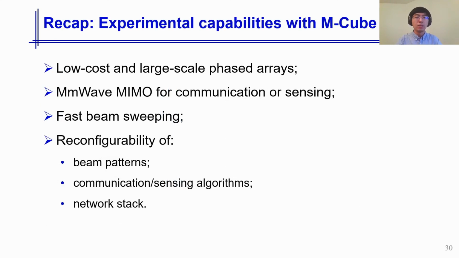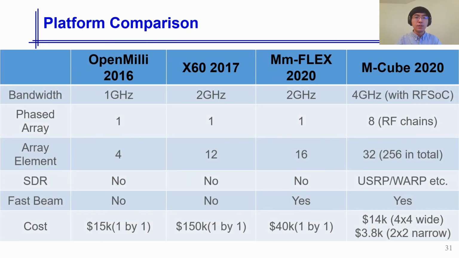As a recap, MCube can reproduce the most unique aspects of mmWave radios in a programmable manner. It enables experimental research in mmWave communication and sensing with unprecedented flexibility. Compared with state-of-the-art mmWave platforms, MCube supports larger bandwidth, contains multiple phase arrays for MIMO, and a larger phase array. It can be connected with microwave SDRs and can do fast beam swapping. It also has many times lower cost.